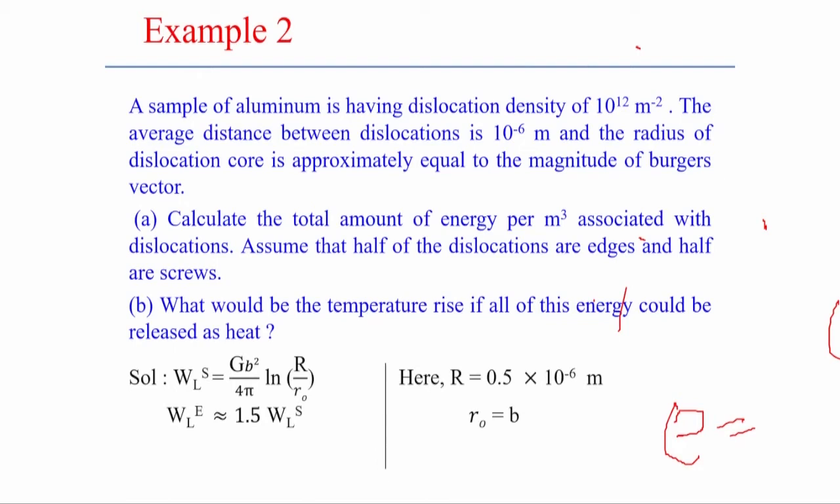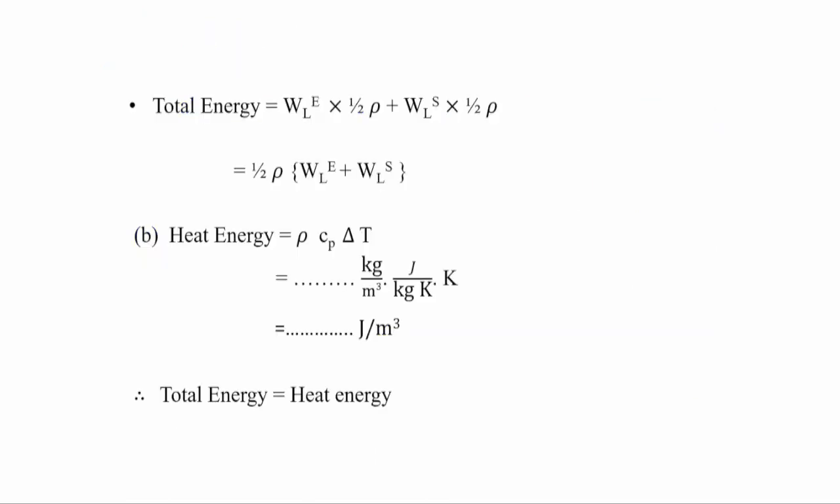Once we define capital R and the small size of the core, we can easily estimate the amount of energy associated with the screw dislocation and the edge dislocation in this case. Because the other parameters are given, once we estimate the energy associated with the screw and edge dislocation, we can find out what the total energy may be.